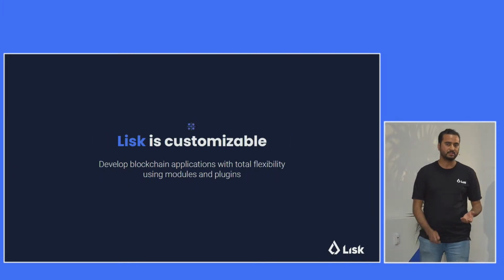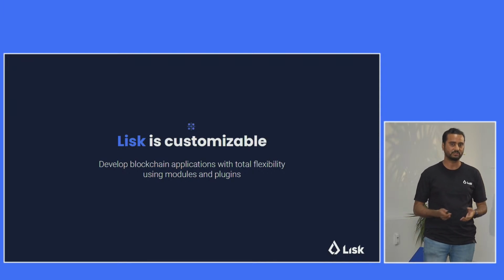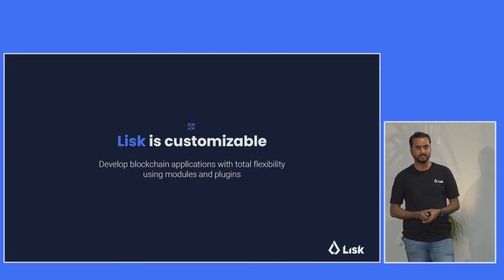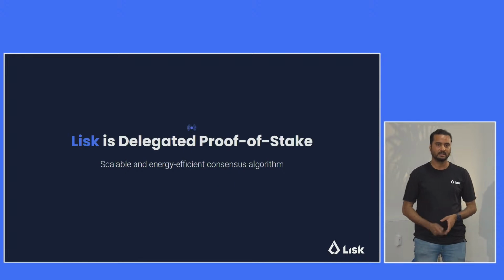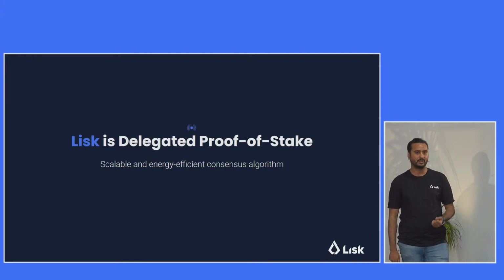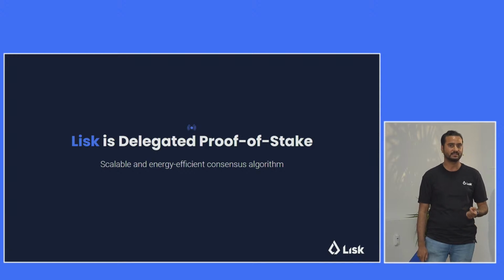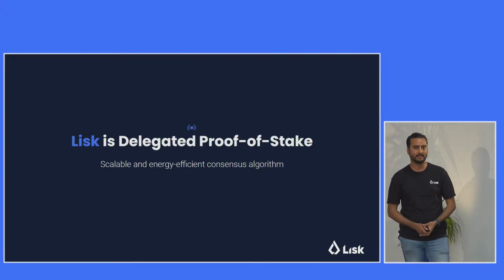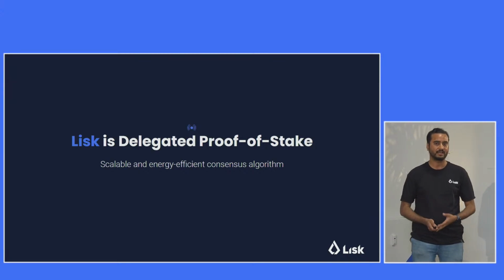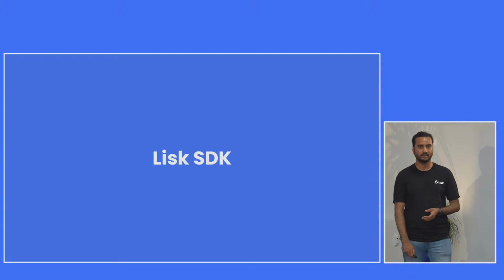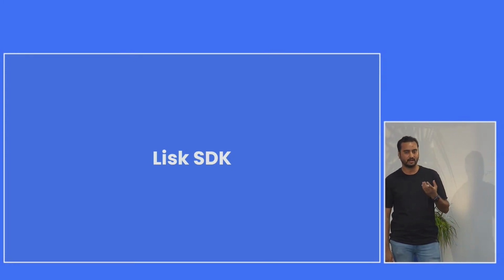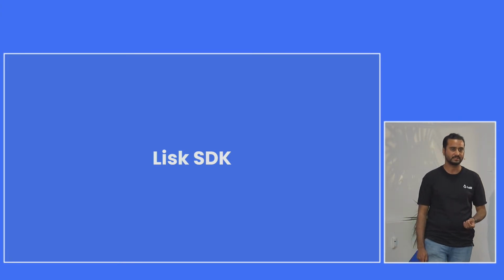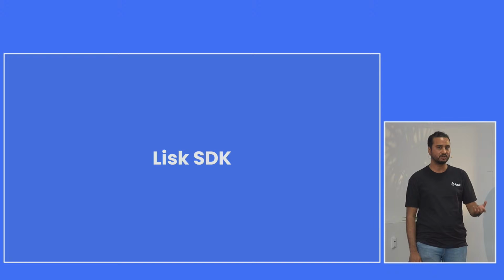It is customizable, so you can write a piece of code or a piece of logic that you can easily plug and play in the application using modules and plugins, which we will talk about in further slides. And we have delegated proof of stake as consensus algorithm, which I already talked about. It's also scalable and more energy efficient as compared to proof of work. So Lisk Core is the application which is created using Lisk SDK. And this also allows JavaScript developers to simply use this SDK to create their own blockchain application similar to Lisk Core.